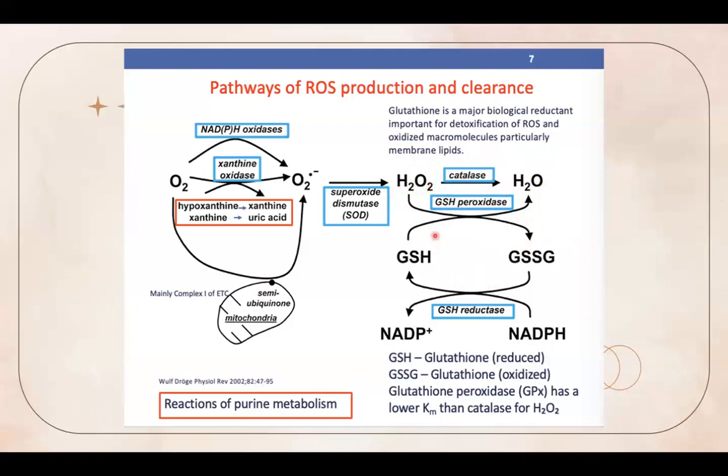Another enzyme that we have in place is GSH peroxidase. So why do we have two enzymes? You'd be wondering, why do we have both these enzymes? Why do we need two enzymes to convert oxygen into superoxide? And why do we need two enzymes to convert H2O2 into H2O?